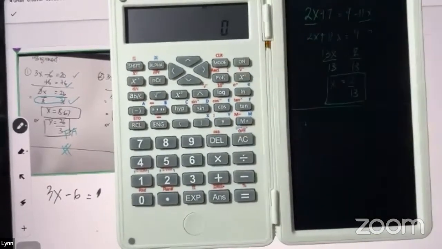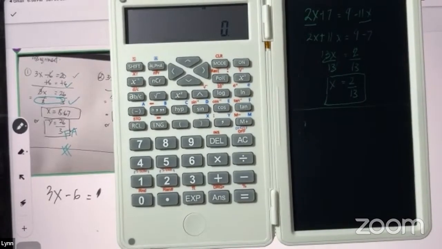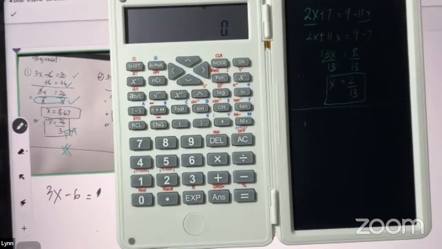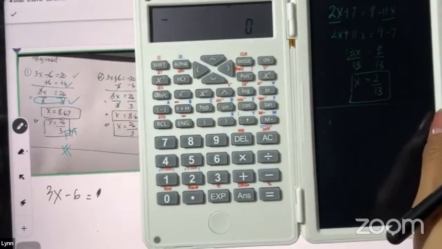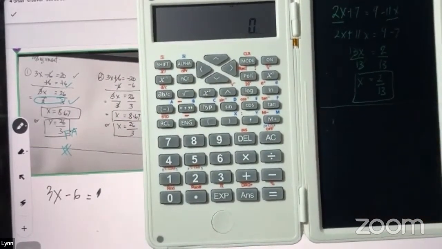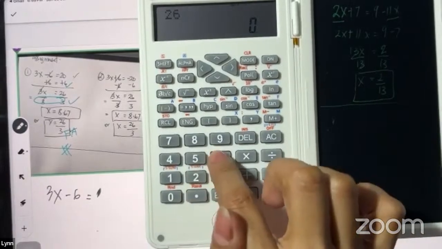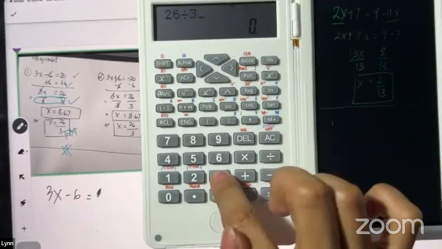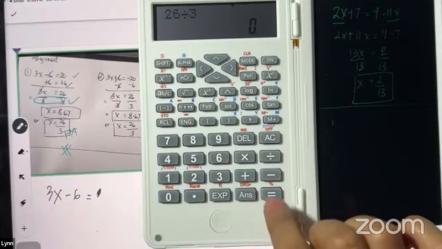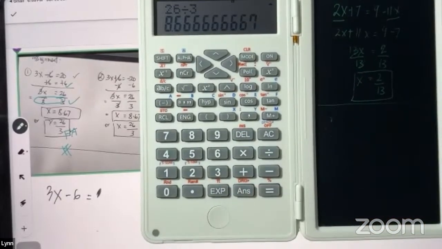Okay, so turn it on first. Oh, it's an older one. Doesn't matter. First, I'll teach you a function called store. Now you will type your answer, 26 divided by 3. Please do that on the calculator. 26 divided by 3, as a fraction, so just press equal. So this is your answer, whatever the decimal or fraction is.